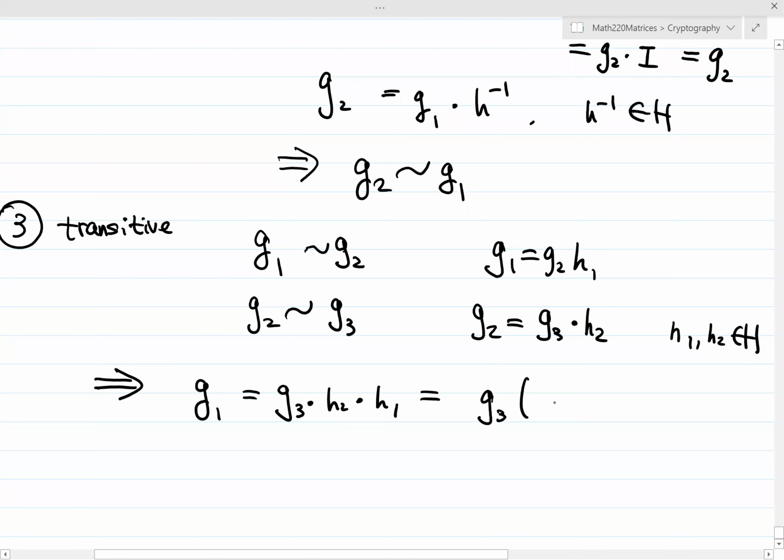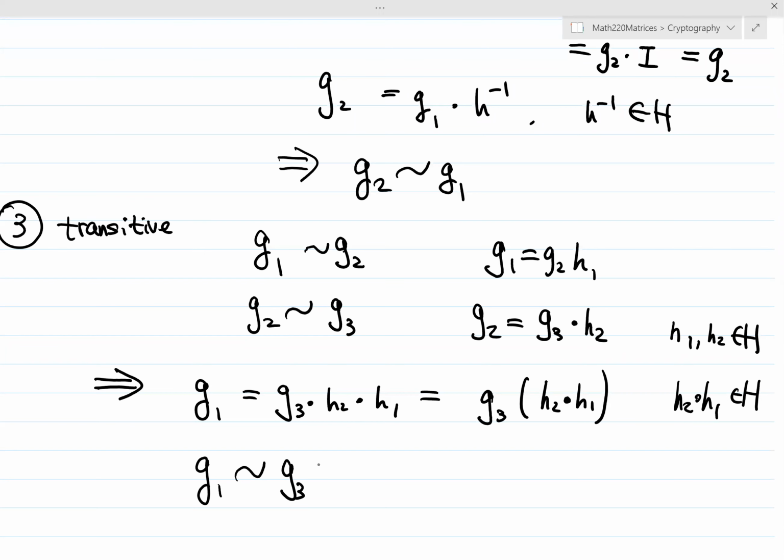So g3 times (h2 times h1). Now the group multiplication, h1 times h2 or h2 times h1: the group operation is closed, i.e., for two elements in this group, if you do the group operation, it still lies in this group. So this h2 times h1 still lies in the group H. So you see g1 and g3 differ by an element in the group H. So this tells us that g1 and g3 are equivalent.